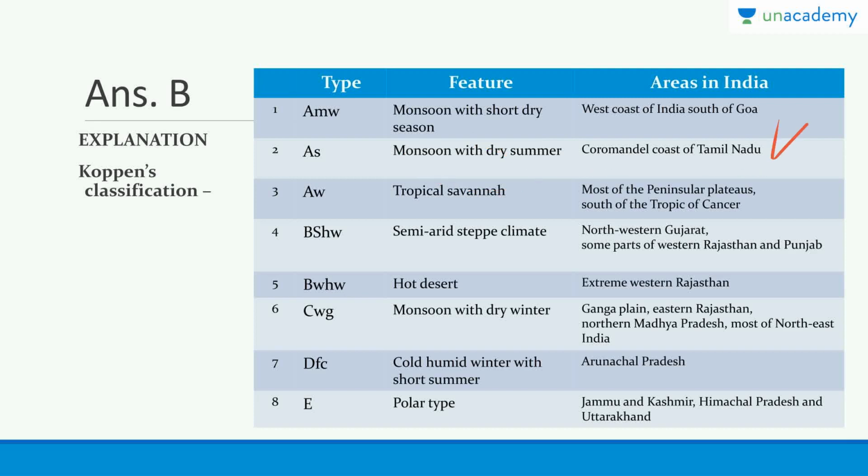So they may ask you where polar type climate is found. So the answer is Jammu Kashmir, Himachal Pradesh and Uttarakhand. Then they might ask you hot desert type. So it is in extreme western Rajasthan. So you should know these things. It is very, very important.